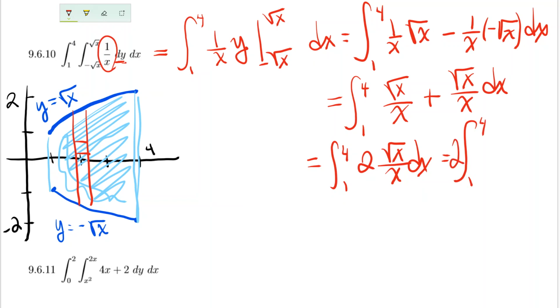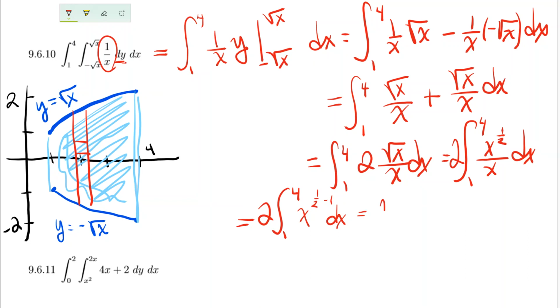Pull the 2 out. So we're going to think of this as x to the 1/2, and then down here I have just x dx. If you remember your rules for powers, integral from 1 to 4, I'm going to run out of room. So this is going to be the same as x to the 1/2 minus 1, because that's how exponents work. So 2 integral from 1 to 4, x to the negative 1/2 dx. Could I have done this and taken up less space? Probably. It'll be all right.